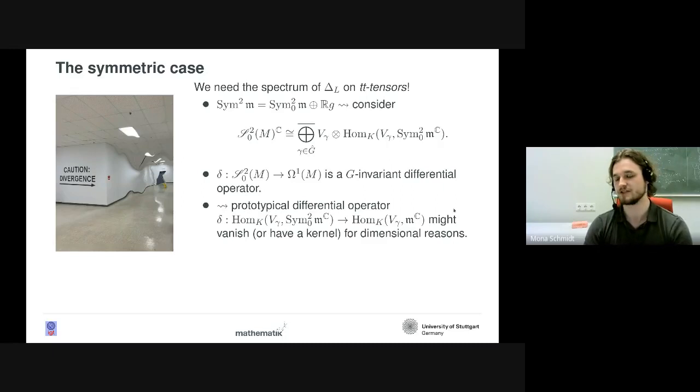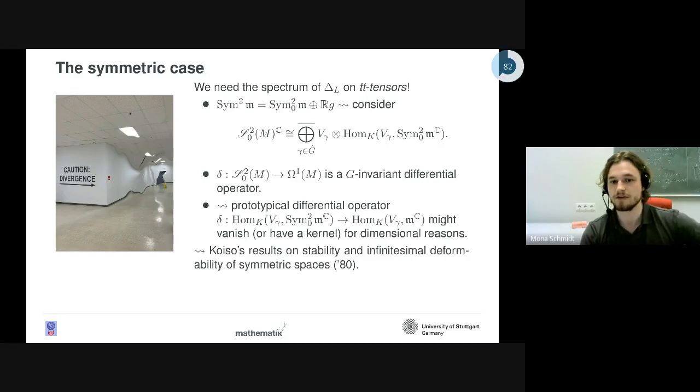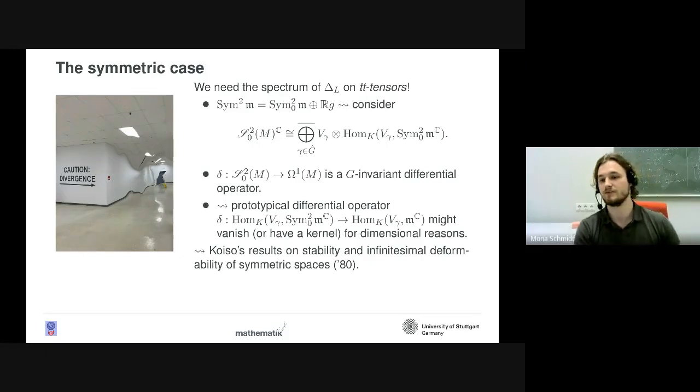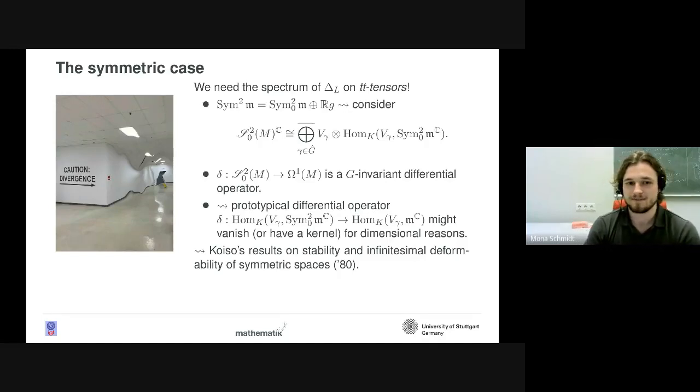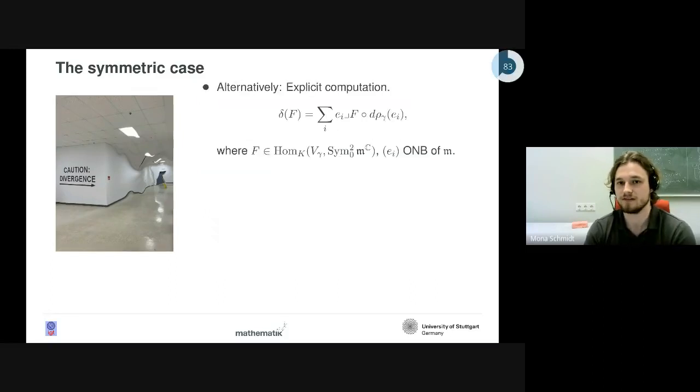But this isn't the whole picture. So this is what Koiso did in the 1980s, and what he used to get his results on stability and infinitesimal deformability of symmetric spaces. But yeah, his list wasn't exhaustive. There were still some gaps, and these gaps have been filled recently. For that, we need an alternative approach. For example, one can explicitly compute the divergence. So from the definition of the divergence and the properties of the Ambrose-Singer connection, we can infer this formula here. There should be a minus sign here, I'm sorry.